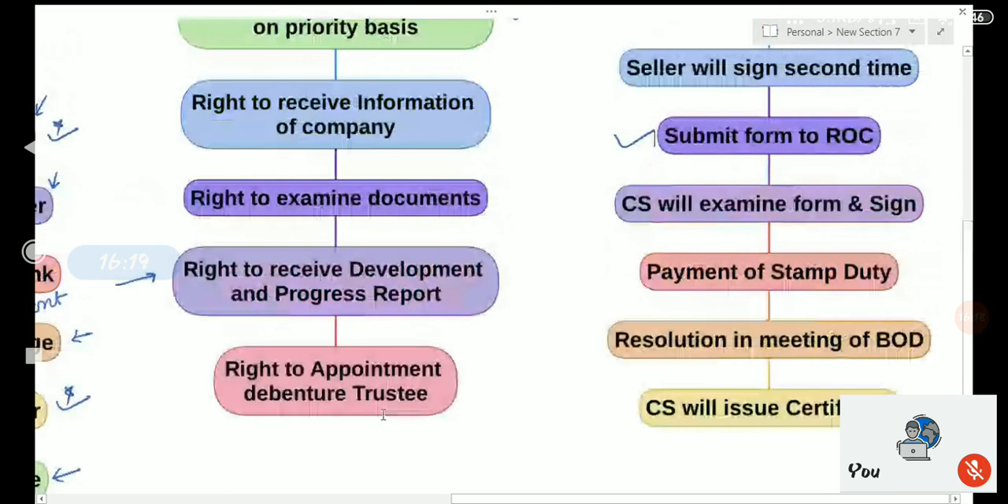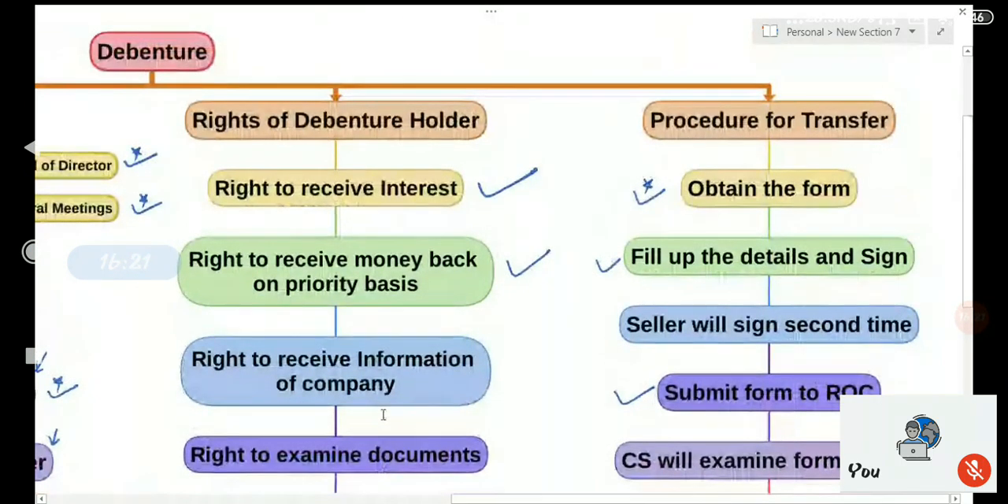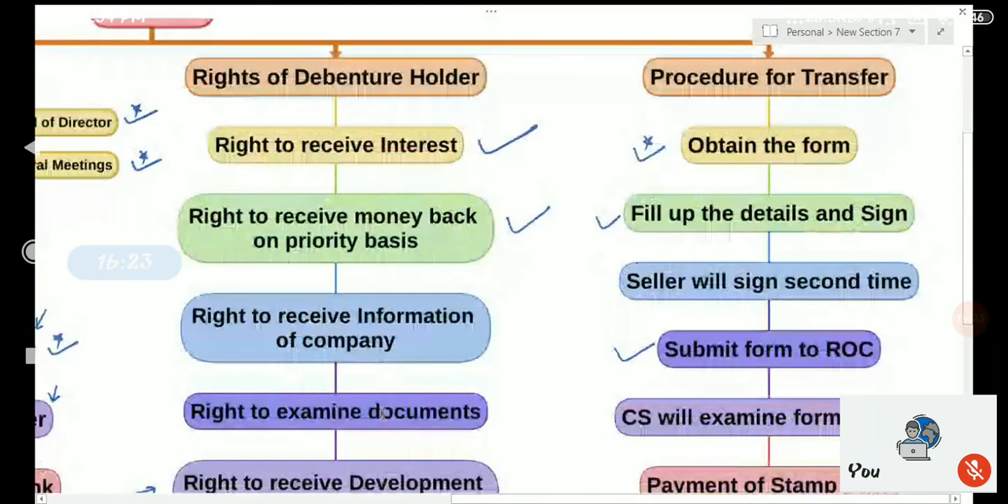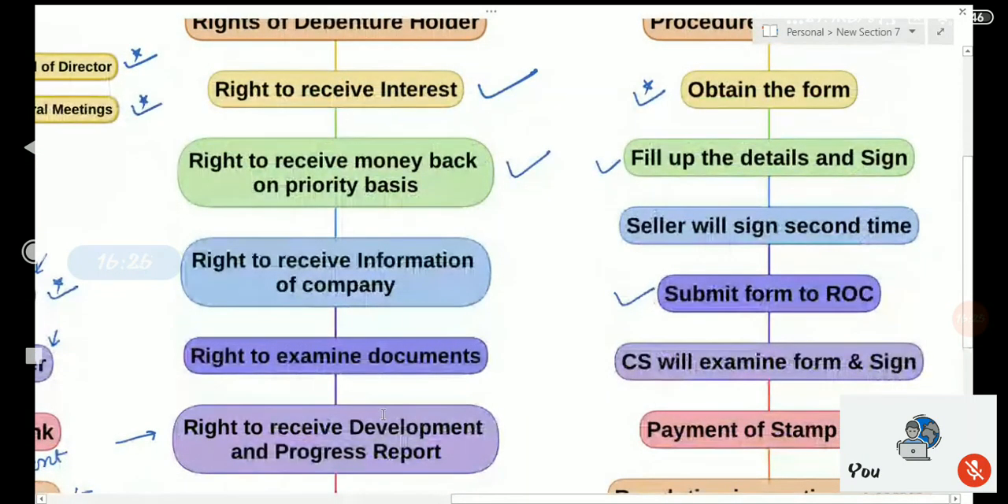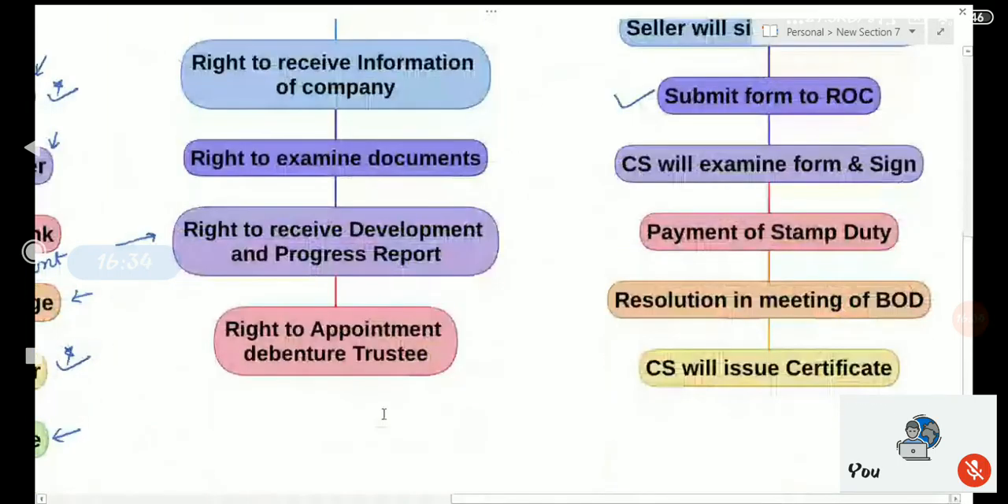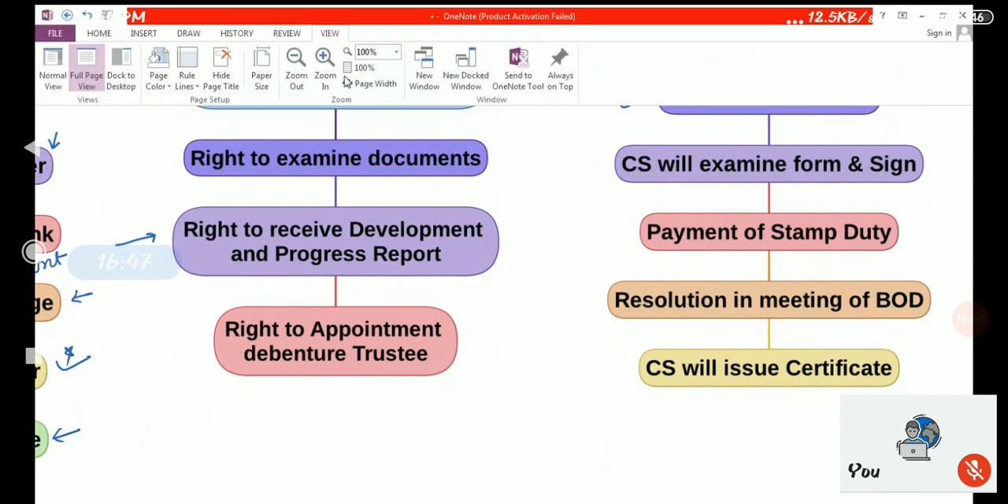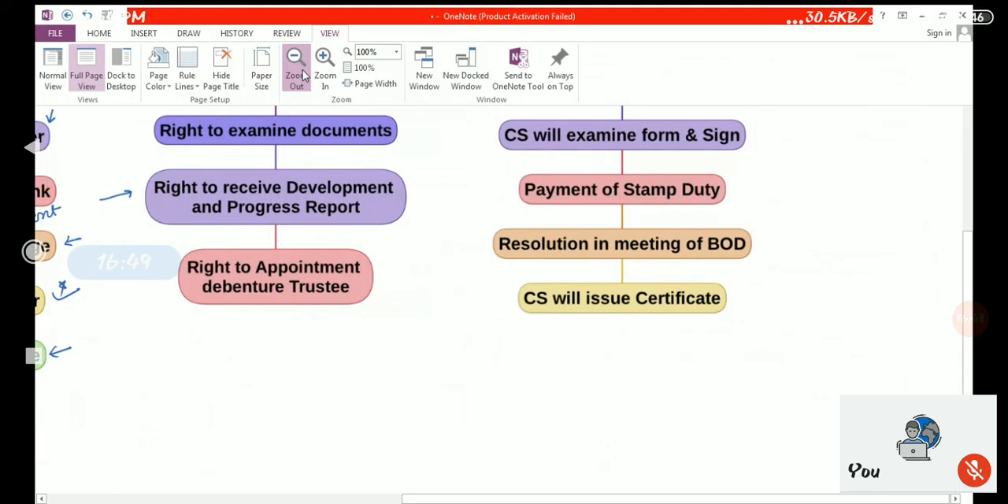What you need to do is, first of all, obtain the form, then fill up the details, sign for the second time, and submit that particular form to the ROC. The company secretary will examine the details and signature, and check the payment of the stamp duty. A resolution will be passed in the board of directors meeting, and the company secretary will issue the debenture certificate. So these are basically the steps followed for that.